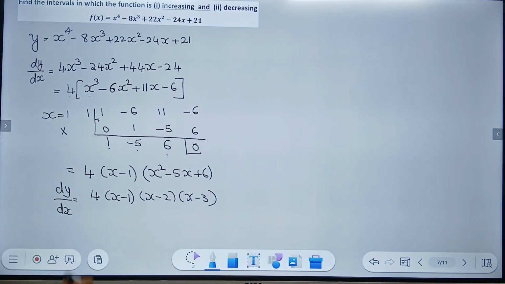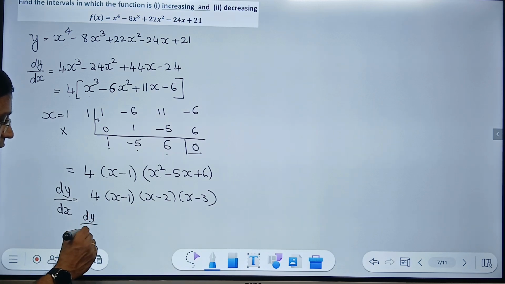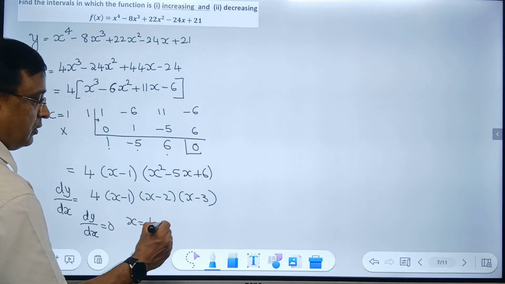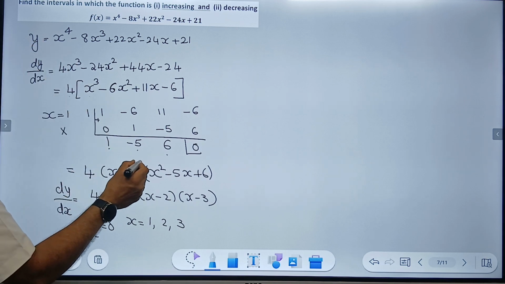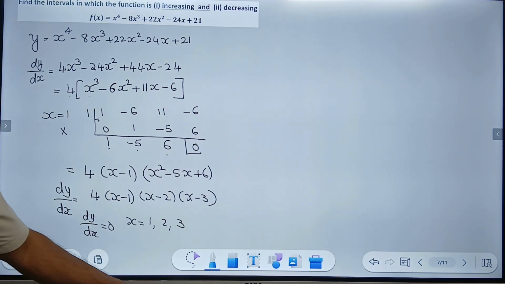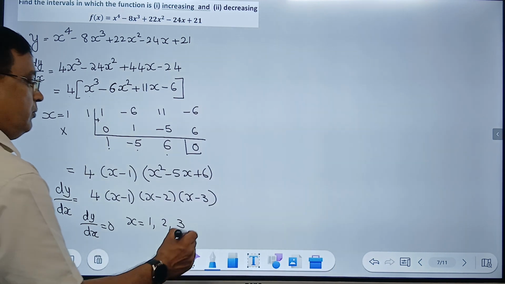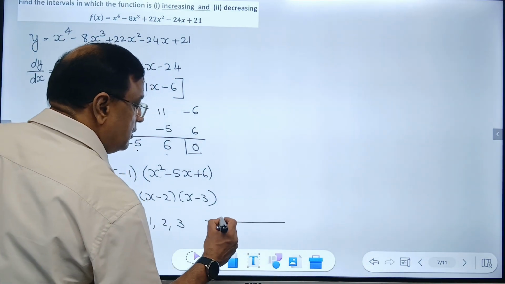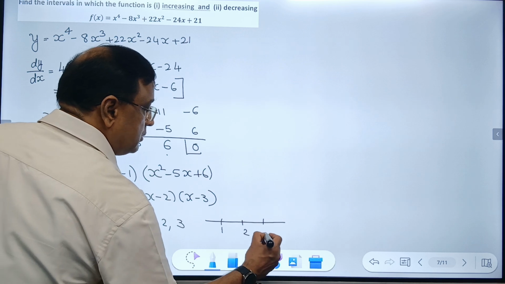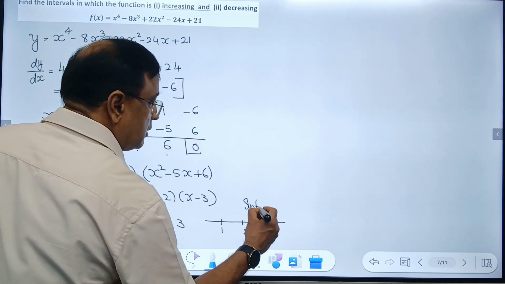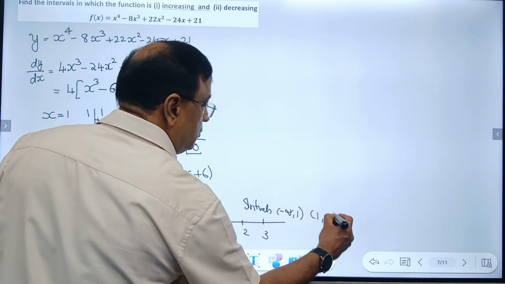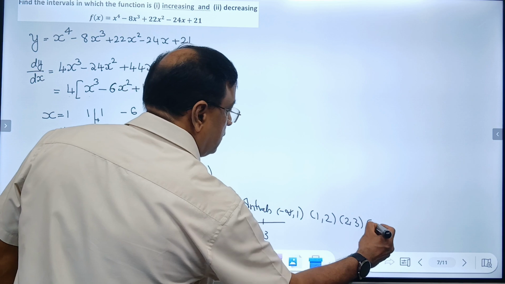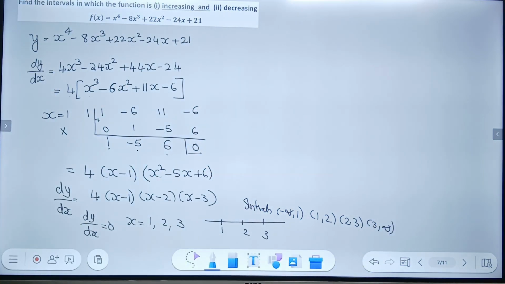What is my next step? I have to put dy by dx as 0 and find the critical points. So what are they? x is equal to 1, 2 and 3. So I differentiated, simplified and equated to 0. Here I got 3 critical points. Now what do we do? Split the interval. How do I split the interval? 1, 2 and 3. So the intervals are minus infinity comma 1, 1 comma 2, 2 comma 3, then finally 3 comma infinity. There are 4 intervals.